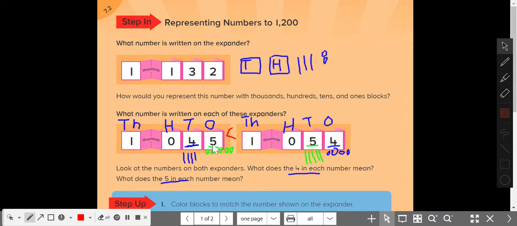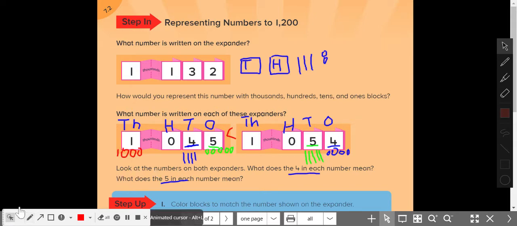It matters where the digits go on these expanders. It also matters that you put the correct number. The number 1,045 needs to be written just like this: a 1 in the thousands place, a 0 in the hundreds, a 4 in the tens, and a 5 in the ones. If I were to write a 100 in the thousands place, or a 1,000 in the thousands place, that's what some friends did yesterday on their worksheet. That would mean I have 1,000 in the thousands place. I don't need 1,000 in the thousands place. I only need 1. Remember when you're doing a place value chart like this, you can only have 1 digit in each box.